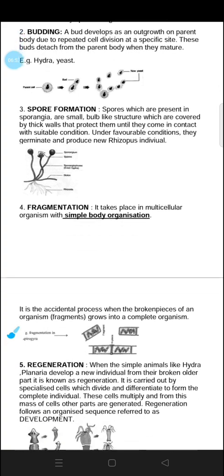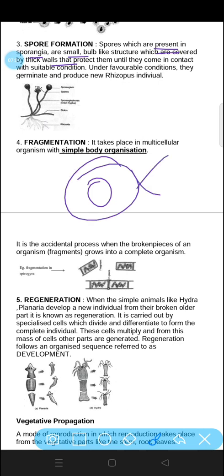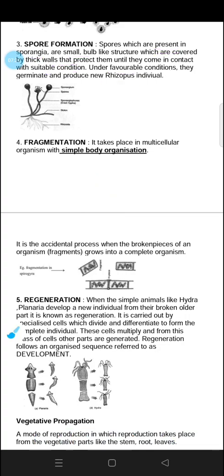Now next is spore formation. Spore formation is another type of asexual reproduction. Spores, which are present in sporangia, are small bulb-like structures covered by thick walls. Spores have thick walls so that they could live in a drastic environment. So they could live in unfavorable conditions also. The thick walls protect them until they come in contact with suitable conditions. Under favorable conditions, they germinate and produce new individuals.